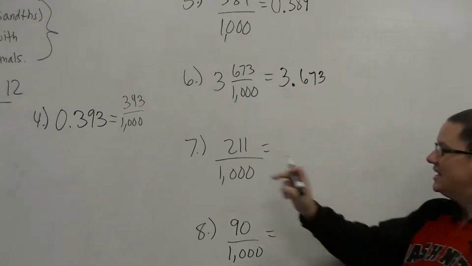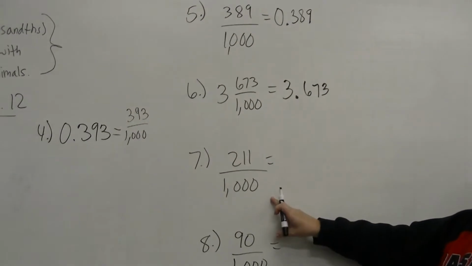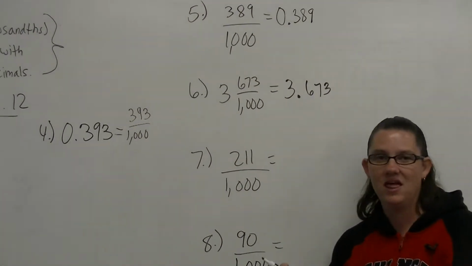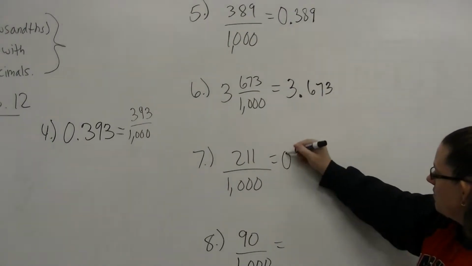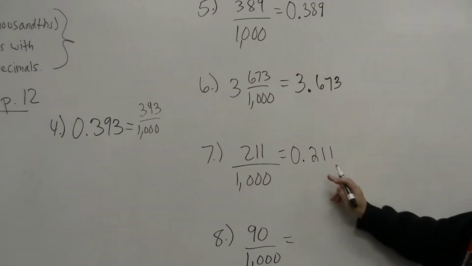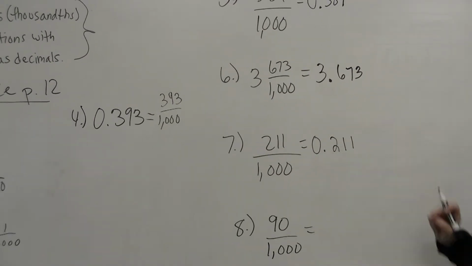All right, good. Next one, number 7. Copy 211 over 1,000. So I read this, 211 thousandths. So 0 decimal point 211. 211, what place is the 1 in? Yes, the thousands. Good job.